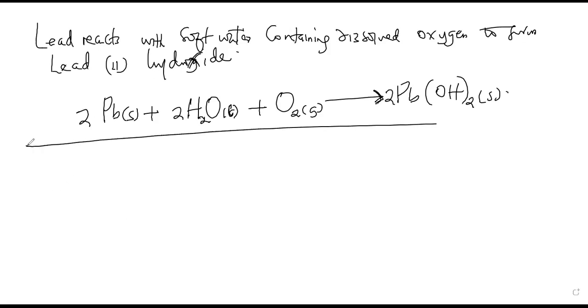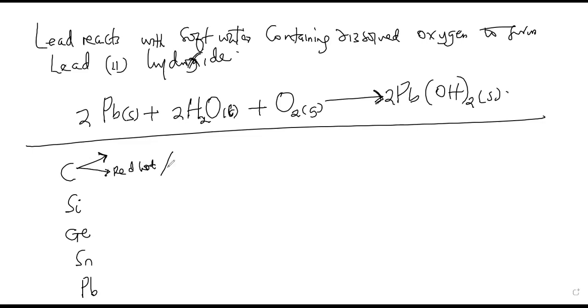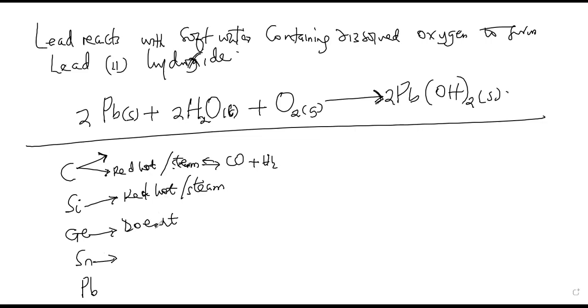Now we found out that for reactions with water, in summary, we've got carbon, silicon, germanium, tin and lead. Carbon, just carbon, doesn't react with water. But red hot carbon reacts with steam to form carbon monoxide, and the reaction is reversible. So we form carbon monoxide and hydrogen. Silicon must be red hot, and it also reacts with steam. Germanium does not react under any condition. Tin must be red hot.